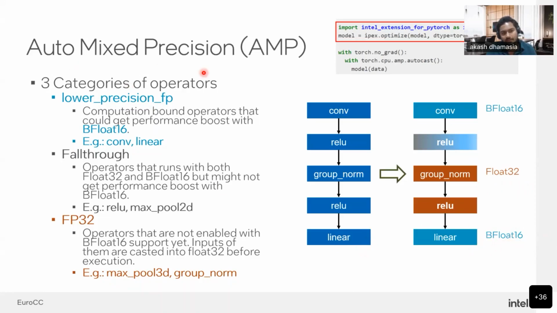So with auto mixed precision, it checks what operation you are doing, and it automatically converts according to the hardware. If your hardware supports bfloat16, it converts to that. If it is not supported, then it just leaves that as it is.